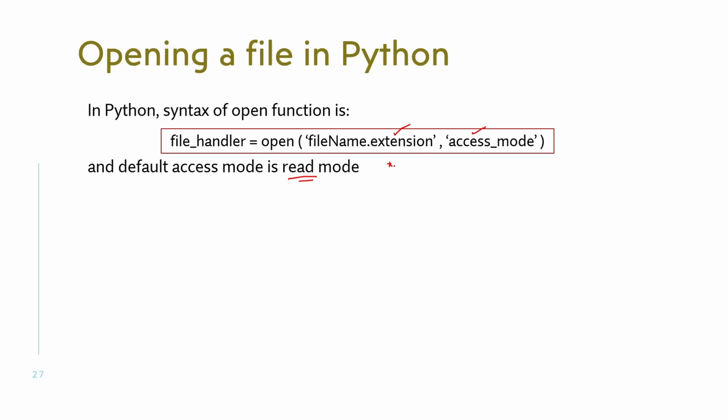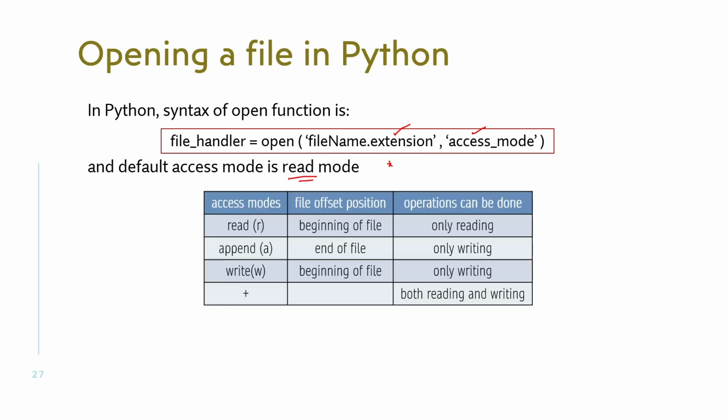Now coming to access modes in Python. Basically we have three major modes. First one is R, that is read, then append, then write. And what are the operations they allow? R mode allows only reading operation. While when it comes to append and W, it will allow only writing operation. Then we have the plus mode. Plus mode can be used with access modes R, A, and W in conjunction, and it will allow us to use both reading as well as writing operations.